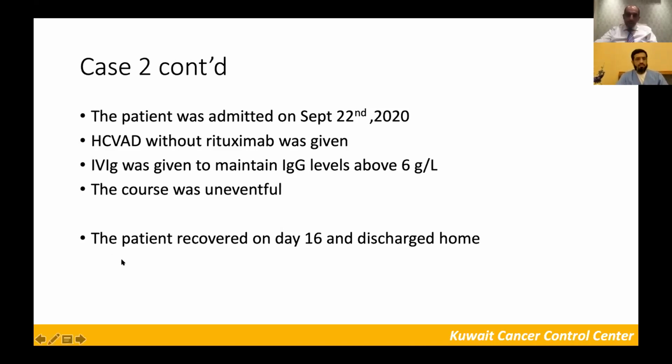From my side, Ahmed, our practice is similar. If it is COVID stage B or C, or D, definitely we hold the treatment. If it's asymptomatic COVID, then probably we might proceed.